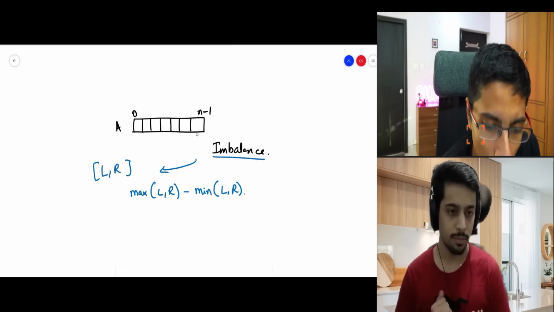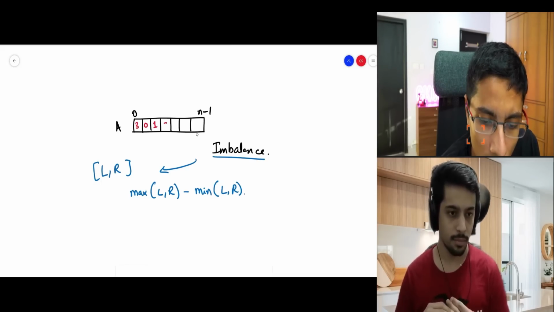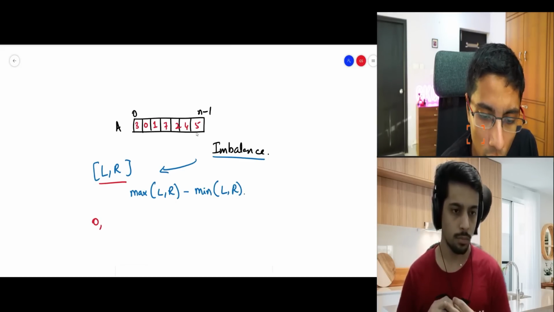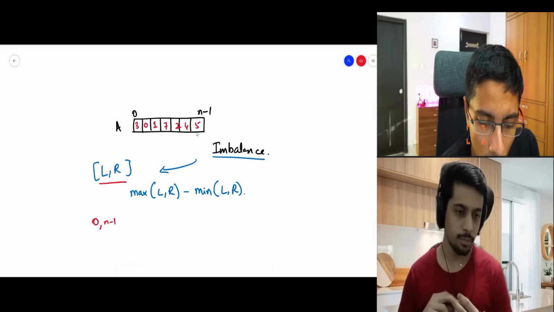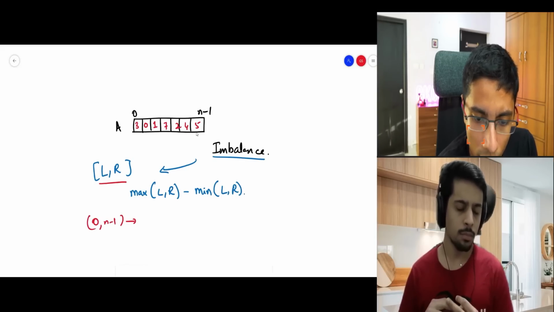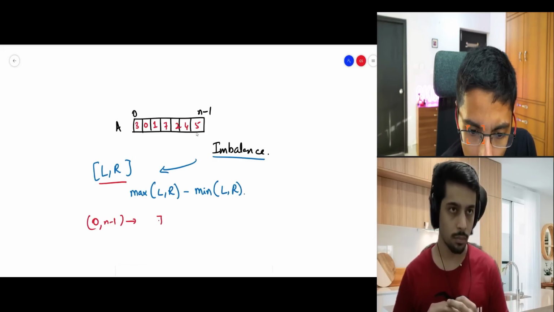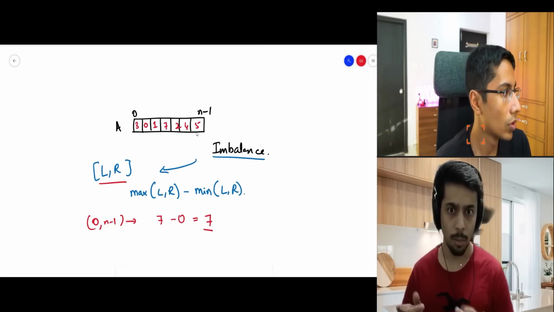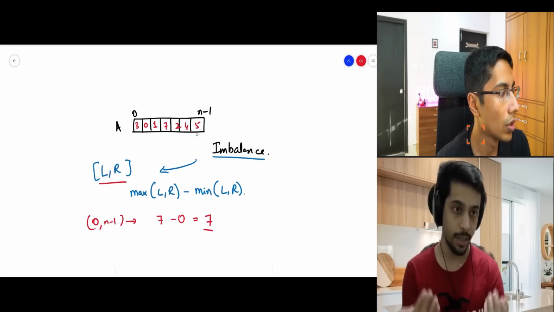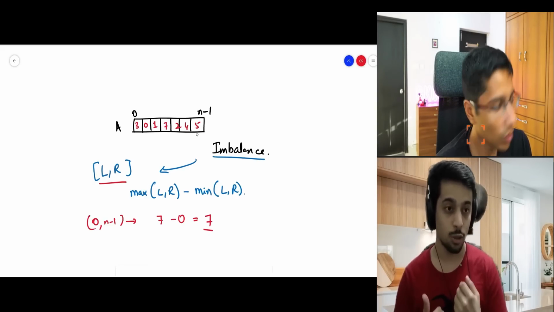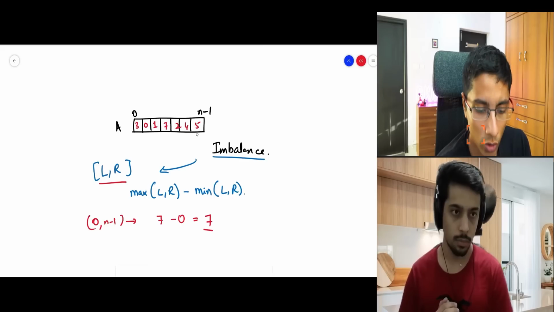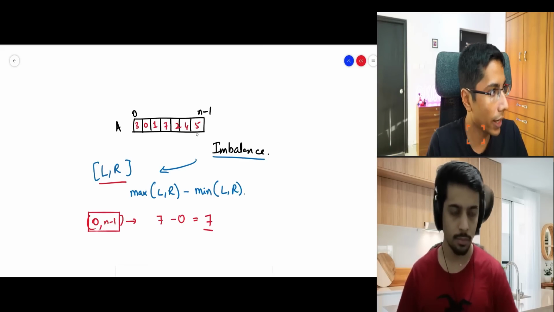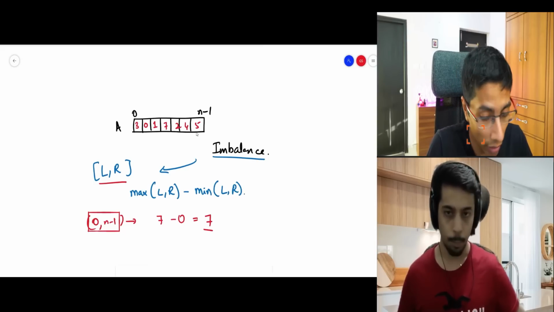If I take an example, 3, 0, 1, 7, 2, 4, 5, and if I take the imbalance of 0 to n minus 1, the largest is 7 and the smallest is 0, so I get 7 as the imbalance value. It's the imbalance of this segment. I'll define the imbalance of the array now. If I took the full array, then I get this thing.